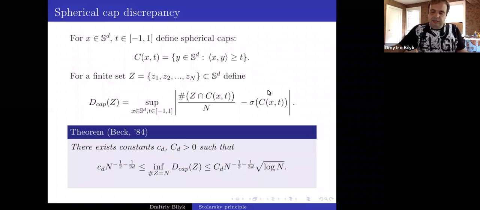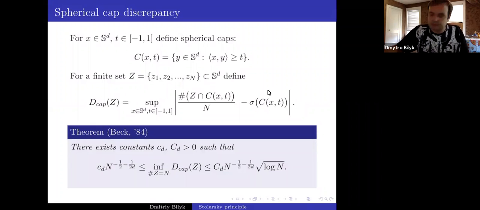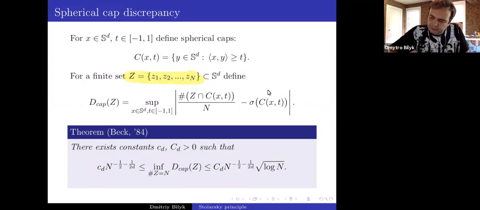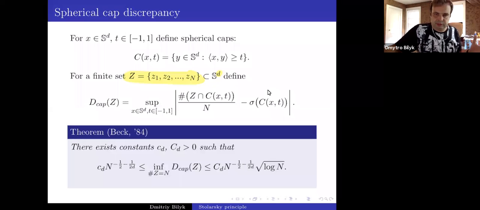So let's define the spherical cap discrepancy on the sphere. We start with a point configuration Z, so we have n points on the sphere. By the way, here d will always denote the dimension of the sphere. When I talk about spheres, it's not the ambient dimension, it's the dimension of the sphere. All right, so we want to measure how well distributed this point configuration is. One way to do it is to look at the discrepancy, and the most natural discrepancy on the sphere is the spherical cap discrepancy.